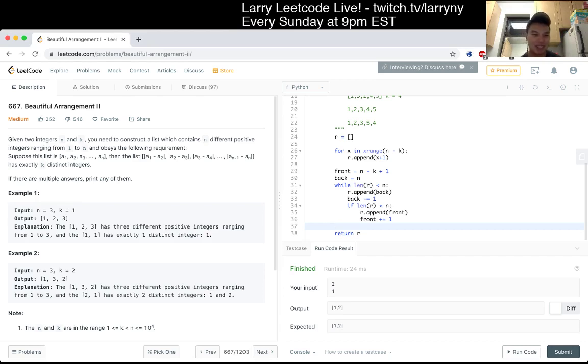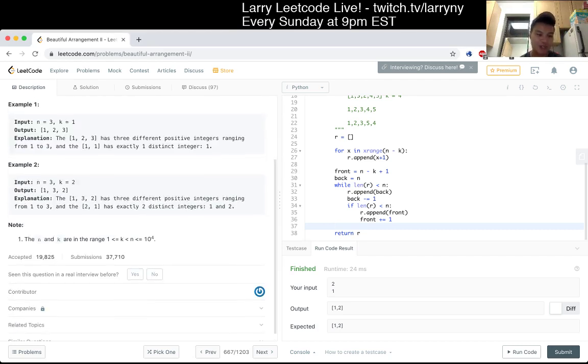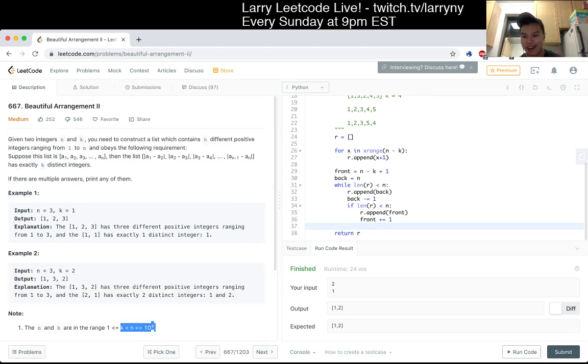And maybe you don't even need random, because n and k only go up to 10,000, right? So you could test a lot of these things. So I think that would be great. But otherwise, yeah.